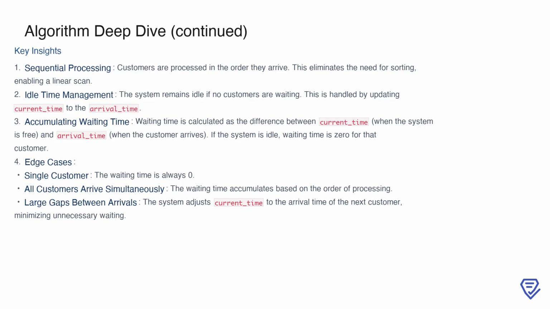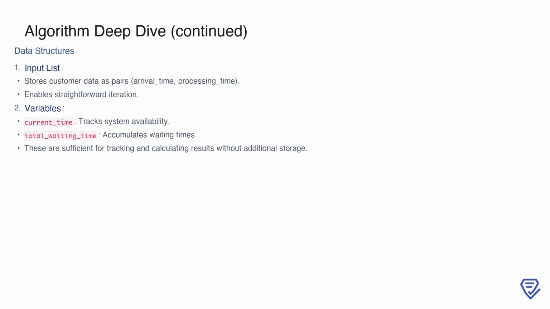Additionally, edge cases are important to consider. For instance, if there is only one customer, their waiting time is always 0. If all customers arrive at the same time, waiting time accumulates based on the processing order. In cases where there are large gaps between arrivals, the system simply adjusts to the next arrival time, avoiding unnecessary delays. The algorithm relies on minimal data structures, making it highly efficient.